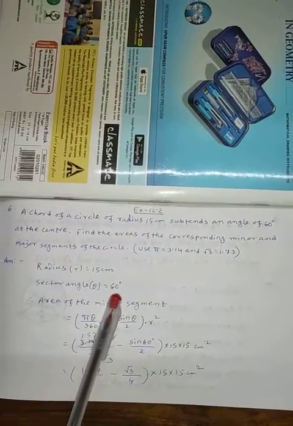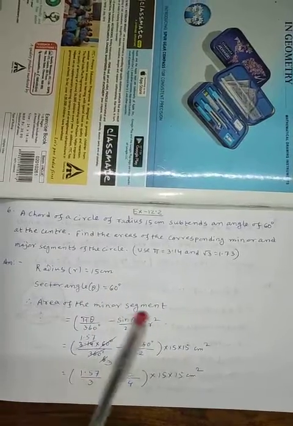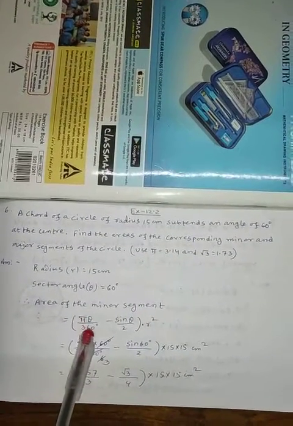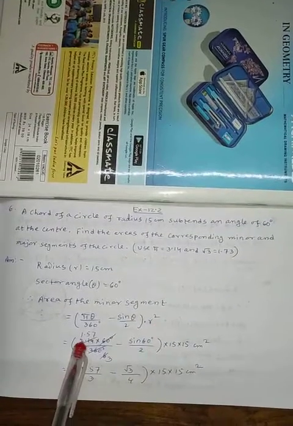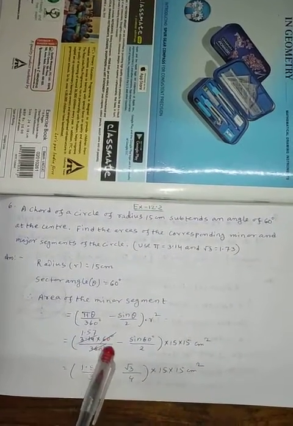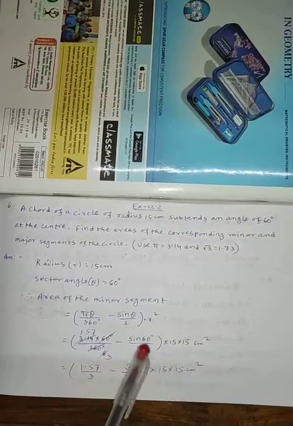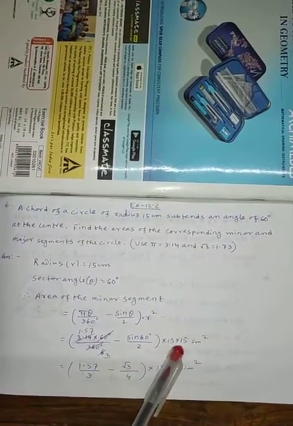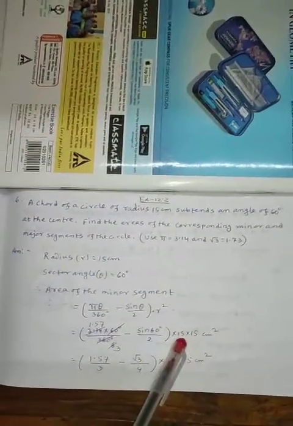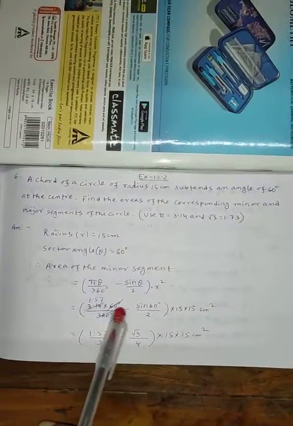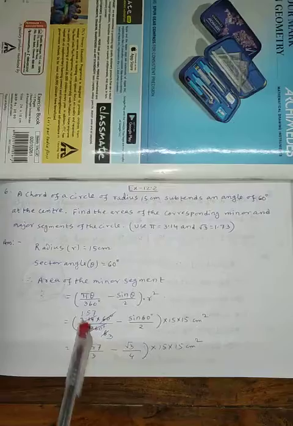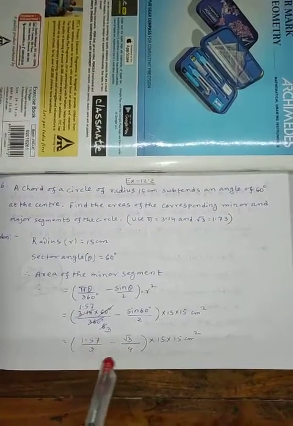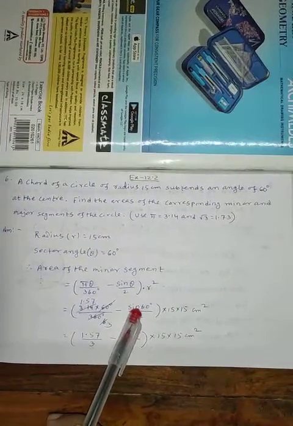Radius r is 15 cm. Sector angle theta is 60 degrees. Therefore, the area of the minor segment formula is (pi theta by 360 minus sin theta by 2) into r square. Pi is 3.14 into 60 by 360 minus sin 60 by 2, into 15 into 15 because of the square, centimeter square. 60 by 360 you can cancel it, so it is remaining 1.57 by 3 minus sin 60, whose value is root 3 by 2.